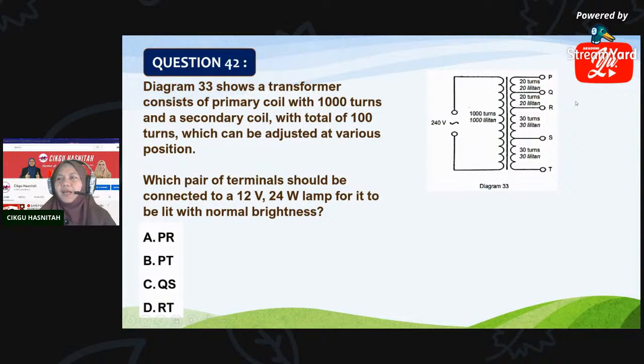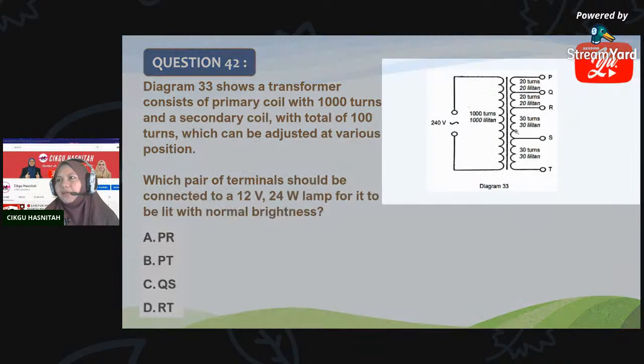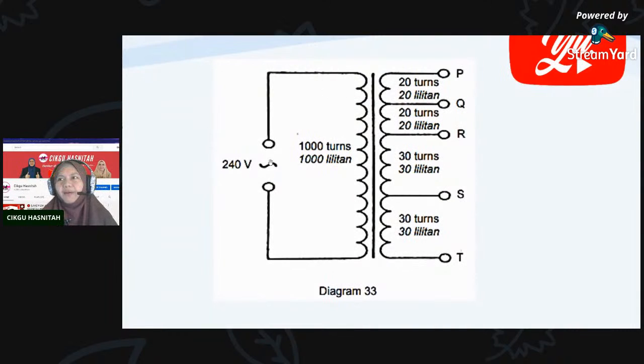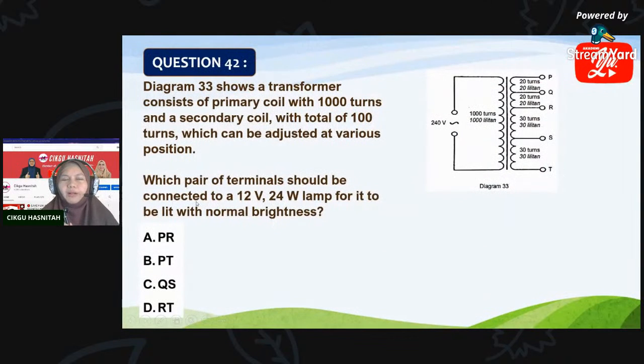If you look at our secondary voltage, it consists of a few pairs of terminals. Normally you look at one output voltage only, one secondary coil only, but now it is divided into a few sections. Between PQ is 20 turns, between QR is 20 turns, between RS is 30 turns, and between ST is 30 turns. So I zoom in the diagram for you. This is our primary voltage, 240 volt, which means the secondary voltage is 12 volt.